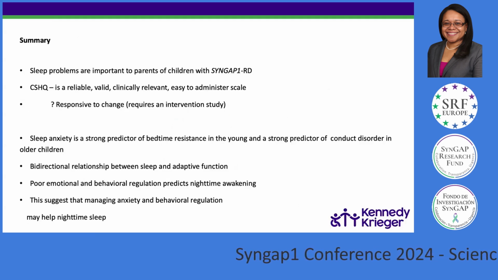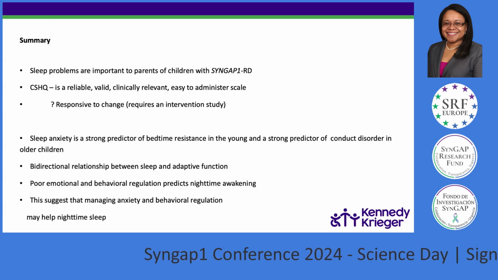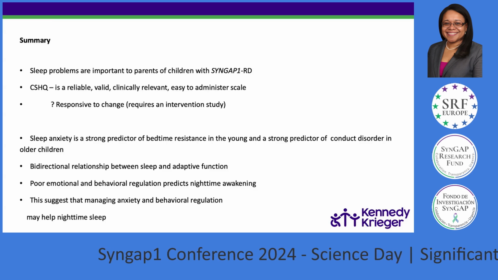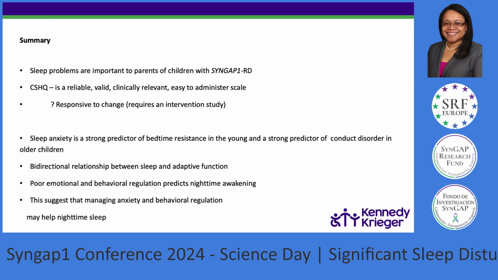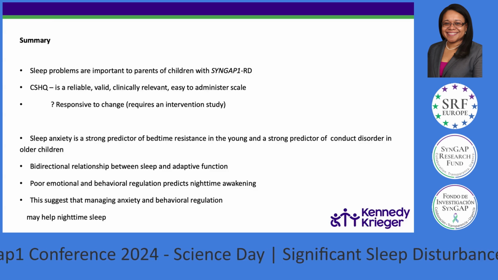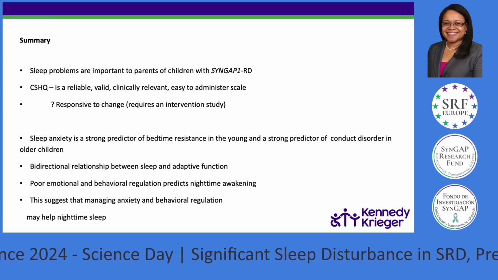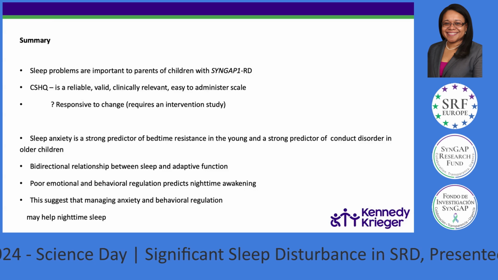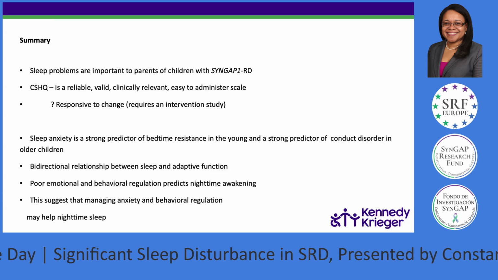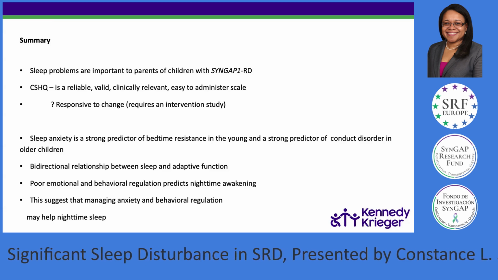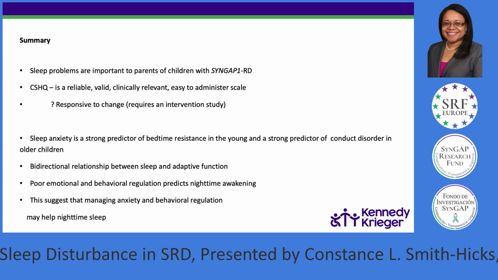So in summary, I've shared that sleep problems are important to parents of children with Syngap 1. I've shared that in the two cohorts that we've looked at, the CHSQ is a reliable measure. It's a well-validated measure. It's clinically relevant because it tells us about issues that are important to parents, and it's actually a very easy scale to administer. What we yet have to determine is its responsiveness to change, and that will require some sort of intervention study.